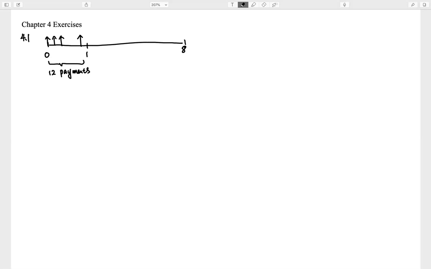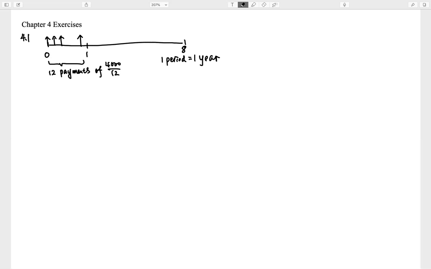The total is 4,000, so each payment would be 4,000 divided by 12, right? And you continue the same thing for the other 7 years. So here, 1 period equals 1 year. That is something we have been doing for most of this course so far, right? We choose 1 period to be 1 year. But of course, that does not need to be the case.